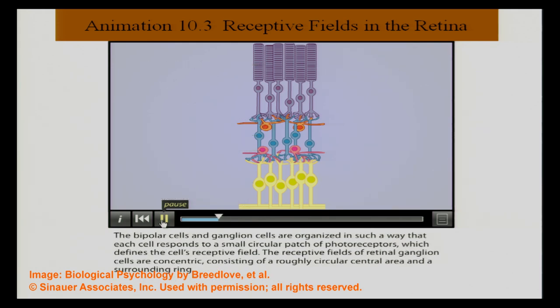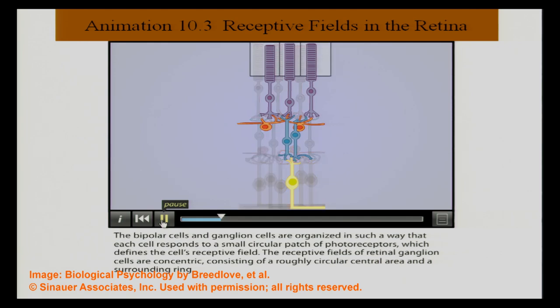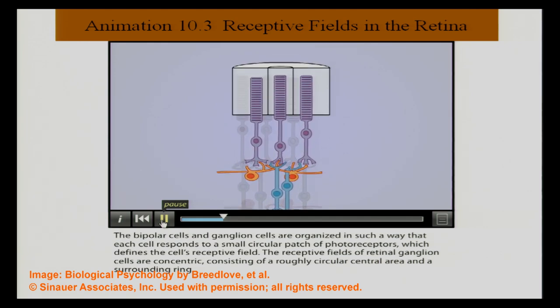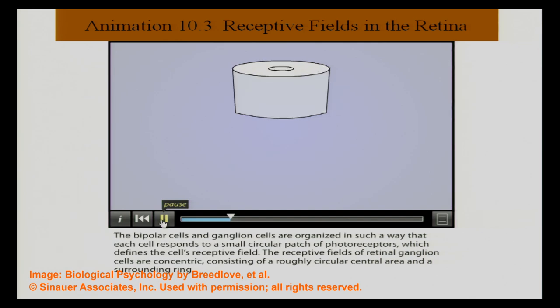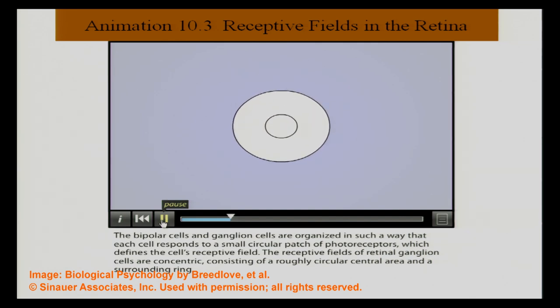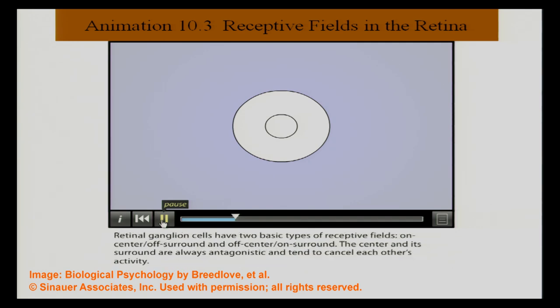The bipolar cells and ganglion cells are organized in such a way that each cell responds to a small circular patch of photoreceptors, which defines the cell's receptive field. The receptive fields of retinal ganglion cells are concentric, consisting of a roughly circular central area and a surrounding ring. Retinal ganglion cells have two basic types of receptive fields, on-center off-surround and off-center on-surround. The center and its surround are always antagonistic and tend to cancel each other's activity.